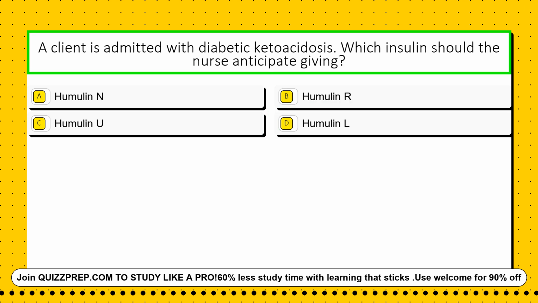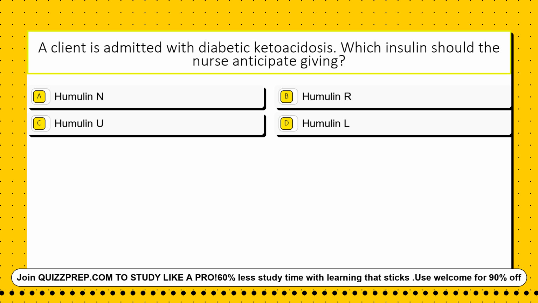Question 19. A client is admitted with diabetic ketoacidosis. Which insulin should the nurse anticipate giving? Option A, Humulin N. Option B, Humulin R. Option C, Humulin U. Option D, Humulin L.